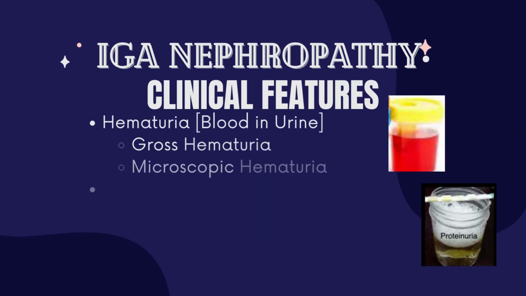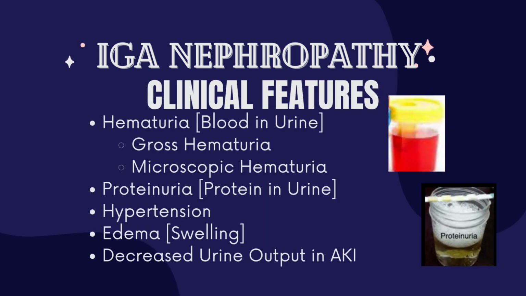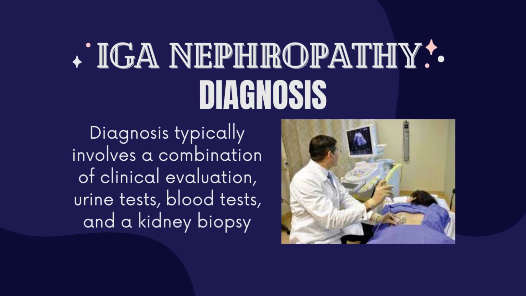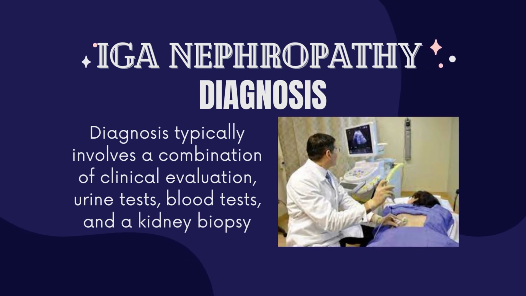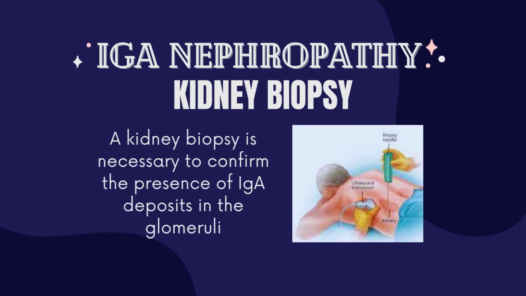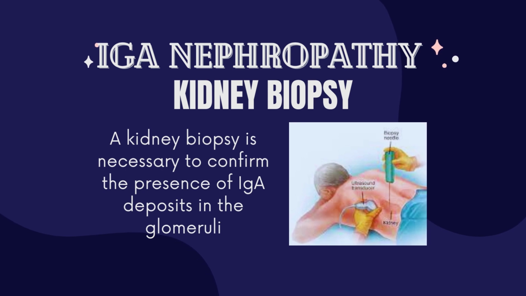Clinical features in IgA nephropathy include 1. Hematuria, which is blood in urine. It could be gross hematuria or microscopic hematuria. 2. Proteinuria, which is protein in urine. 3. Hypertension. 4. Edema. 5. Decreased urine output if nephropathy has caused acute kidney injury. Diagnosis typically involves a combination of clinical evaluation, urine tests, blood tests, and a kidney biopsy. A kidney biopsy is necessary to confirm the presence of IgA deposits in the glomeruli.